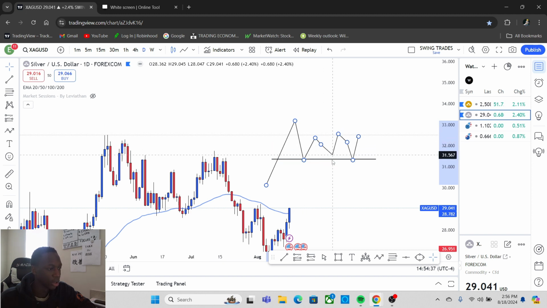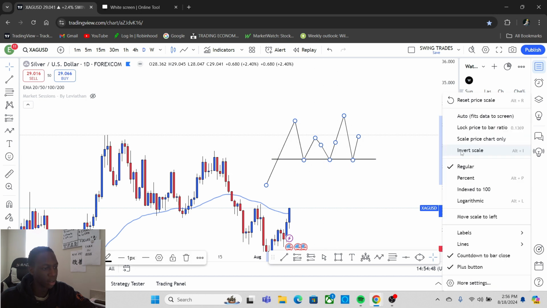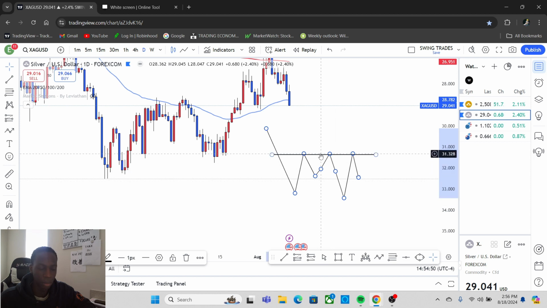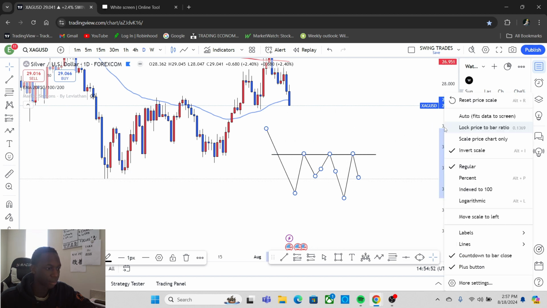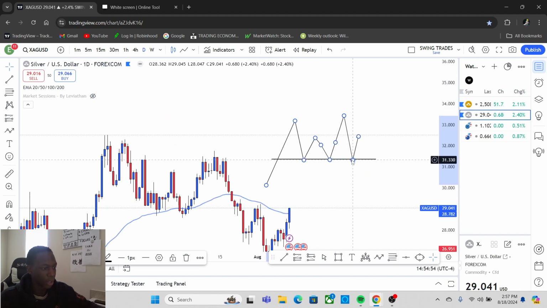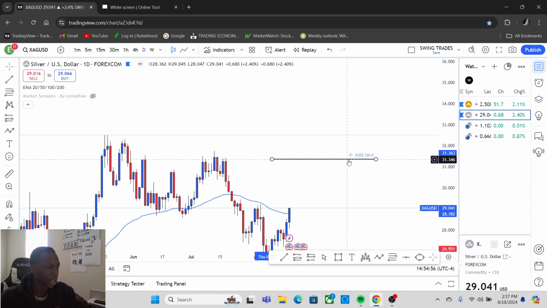But now let's say you do this. This is an area of support right here, because it has three touches. And then literally the inverse: resistance, three touches. Now let me give you a real example.